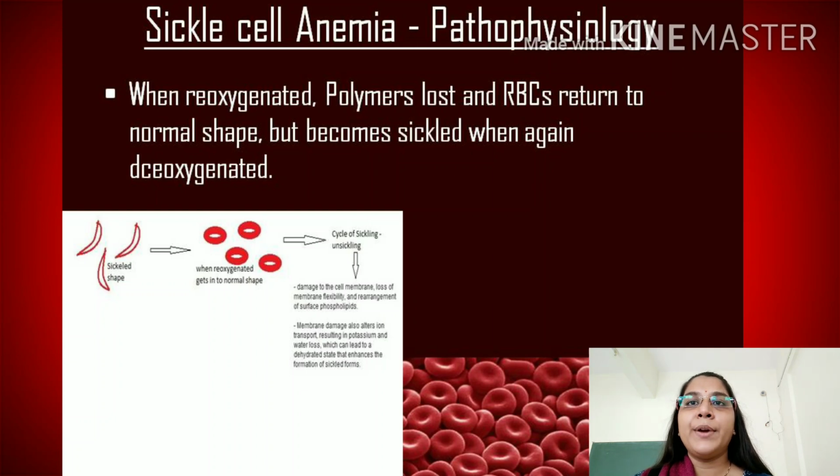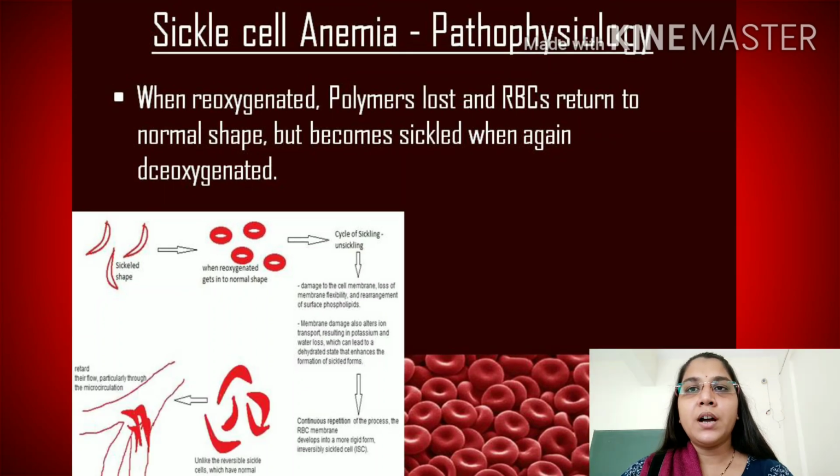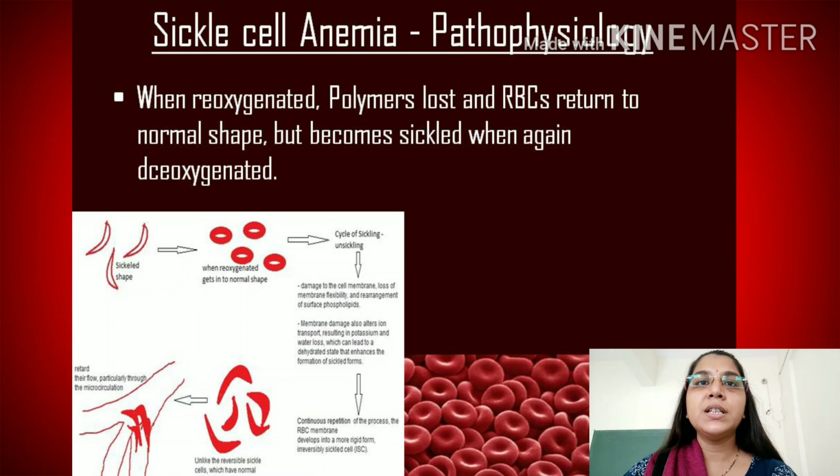Now due to this damage, the membrane flexibility is lost. Further, there is a rearrangement of surface phospholipids, and an alteration in ion exchange is also seen. Now this alteration causes the formation of stable sickled shape RBCs, which are not able to reform into the normal shape on reoxygenation, or are not able to deform themselves in the microcirculation.